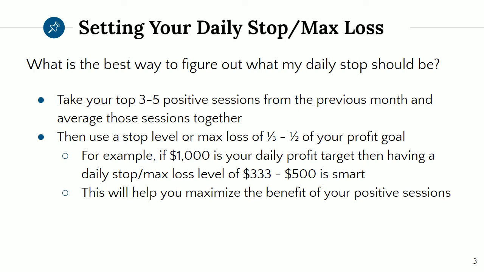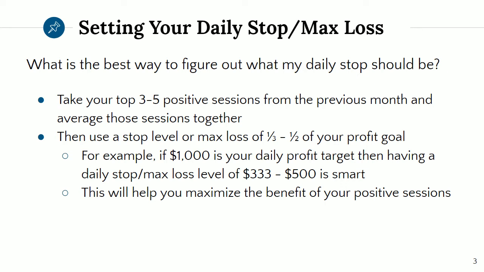Setting the daily stop or max loss works just the same way that I set the profit goal. I take the 3 to 5 positive sessions from the previous month and average those together. That's your profit goal: the top 3 to 5 sessions averaged together. Now for the stop level or max loss, I'm going to use 1/3 to 1/2 of that number, so I cut that number by a half to a third.